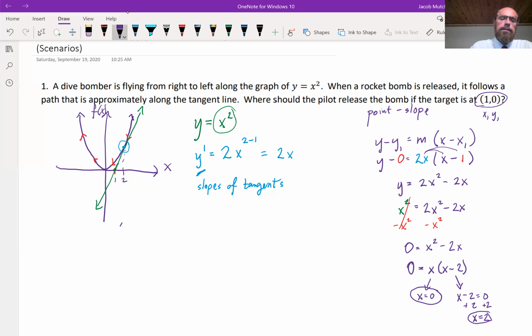So I'm trying to write the coordinate. It's 2 comma, and then I'm going to plug in 2 here for x, 2 squared. And that gives me this potential spot of 2 comma 4.